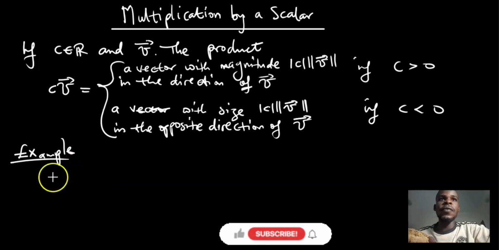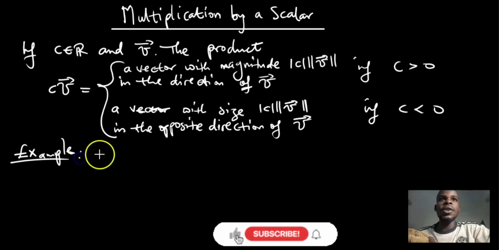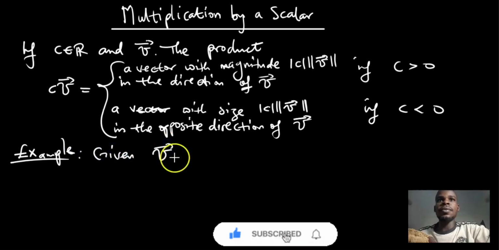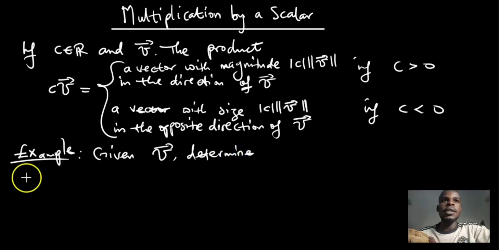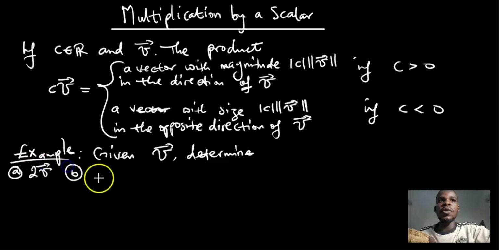Let's say we have vector v and then we want to determine the following. So given vector v, okay, determine the following. Let's say first one we want to determine 2v. Okay, that's 2 times vector v. Then the second one we want to determine negative v. Okay, that's like say negative 1 times vector v. Then the third one we want to determine let's say 1/2 of v.